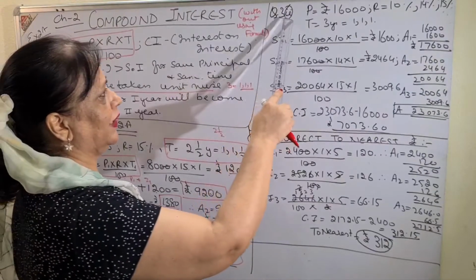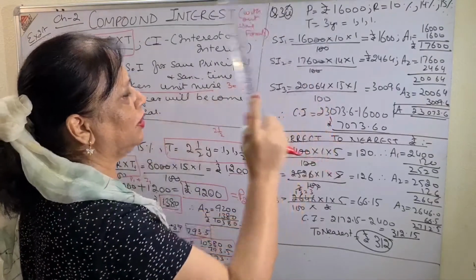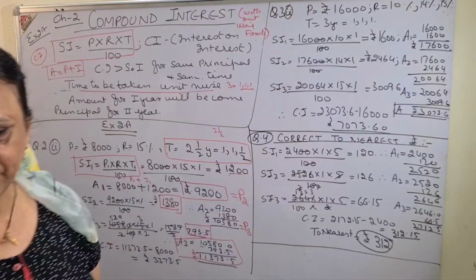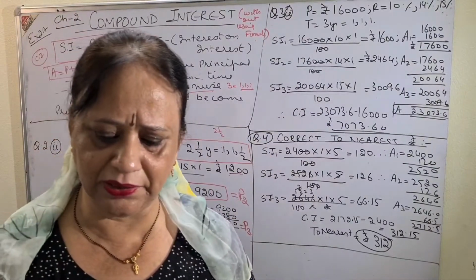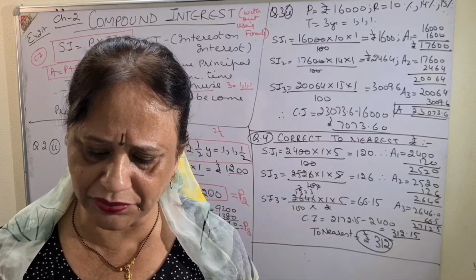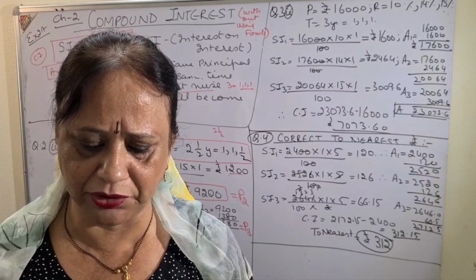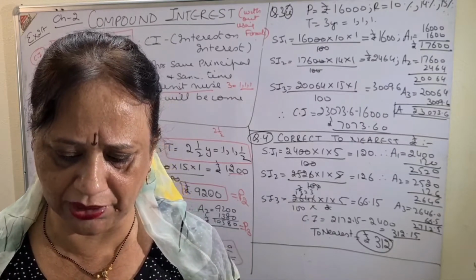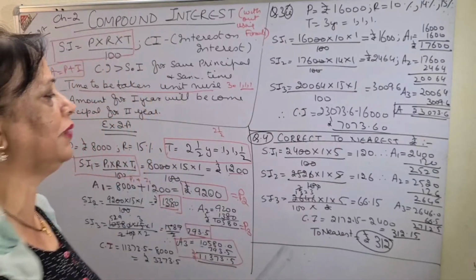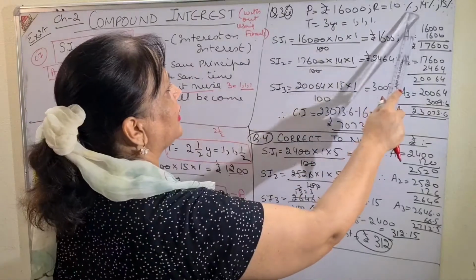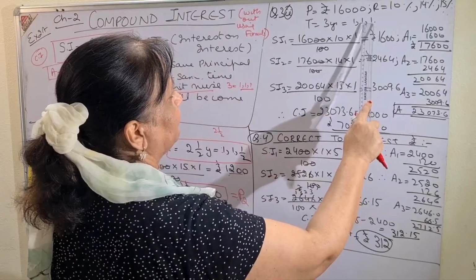Similarly, question number 3, second part. See, in this question the only difference is, I am reading the question, that 16,000 in 3 years, when the rate of interest was successive years. Please underline this word, successive year. Question number 3, second part, page number 28. Successive means this time the rate also changes with the years.